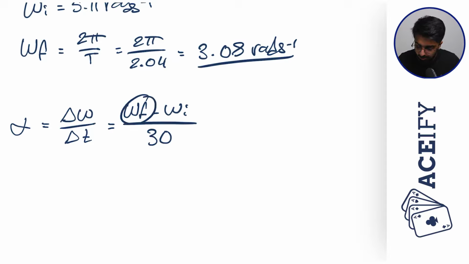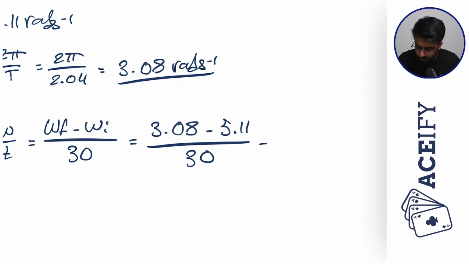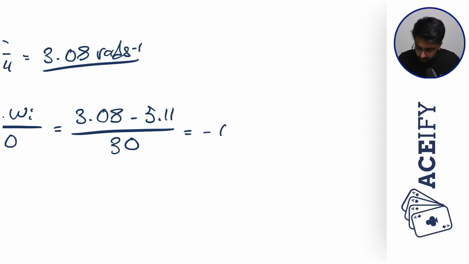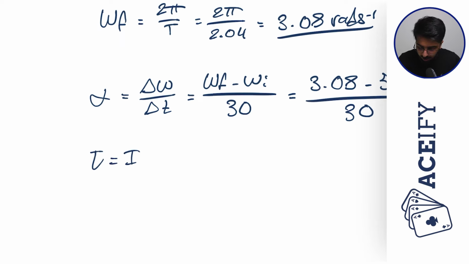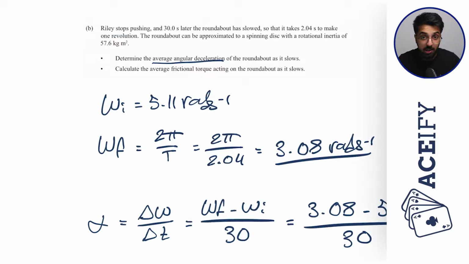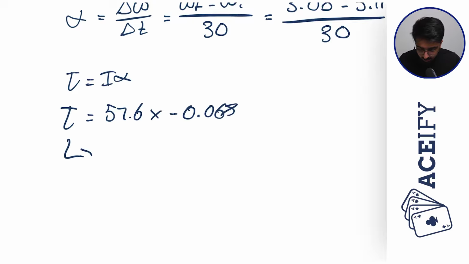So 30. So our omega finally is 3.08. And that's minus our omega initially, which is 5.11, all over 30 seconds, and that gives us an average deceleration of negative 0.068 radians per second per second. There we go. So now as we know that torque is equal to I alpha, right? And we just found our alpha right here, and we are given our rotational inertia, which is our I value, and so our torque is equal to 57.6 times negative 0.068, and this gives us an average torque of negative 3.898 Newton meters. There we go.